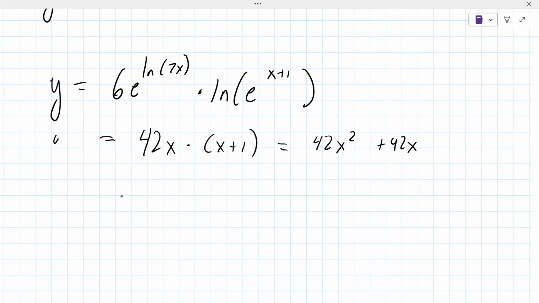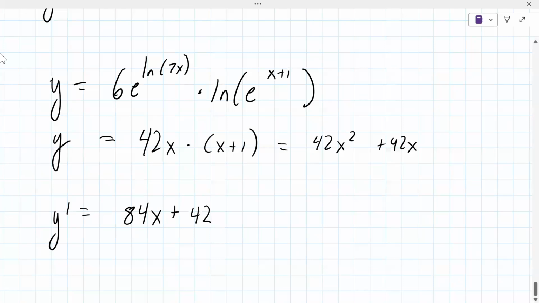We still have not taken a derivative, right? This is the simplified form. This is just power rule. I'm asking for the derivative of this. Oh, okay, so 84x plus 42. That makes sense. Yes.